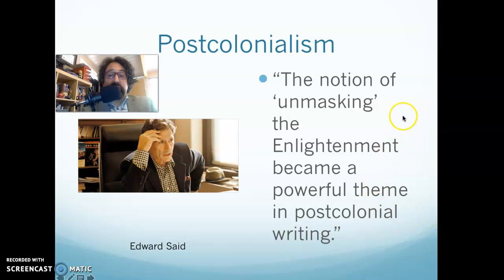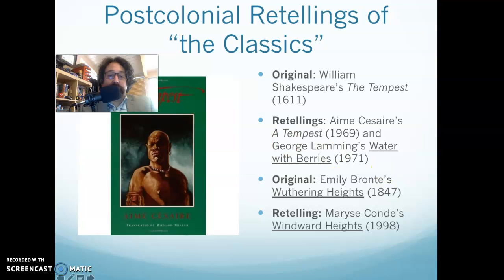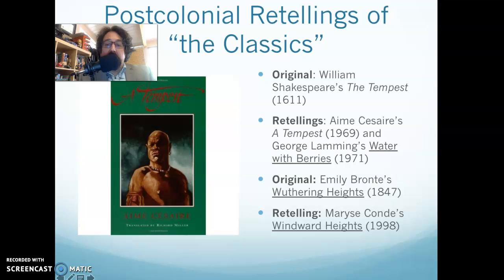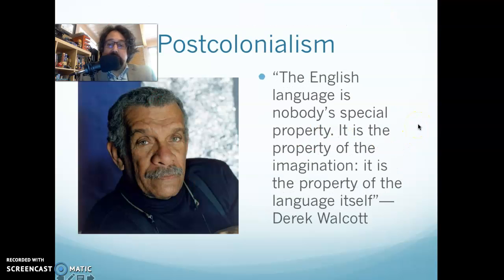So, like Said talks about, the notion of unmasking the Enlightenment became kind of a goal. That's why you see in a lot of post-colonial work retellings of original works, like Shakespeare's Tempest was made into George Lamming's Water with Berries, and also Aimé Césaire's A Tempest. Both of those are really excellent. I would recommend them.